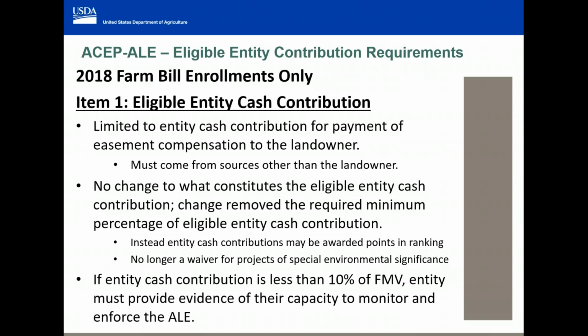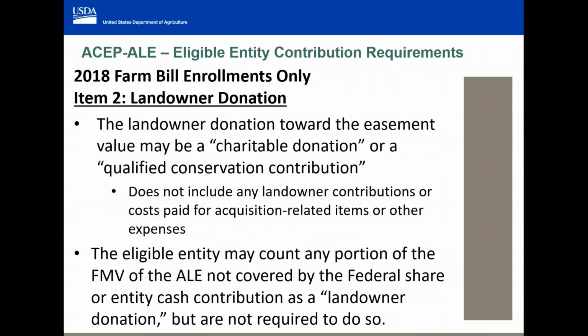Just a reminder, or something new rather, if the entity cash contribution is less than 10% of the fair market value, so again, there's no minimum, it doesn't have to be 50% of the federal share anymore, but if it's going to be less than 10% of the fair market value, we require the entity to provide evidence of their capacity to monitor and enforce the ALE, just to make sure that that's something that's within the resources of the entity. And then also, just another reminder that this needs to come from sources attributable to the entity, and these funds cannot come from the landowner.